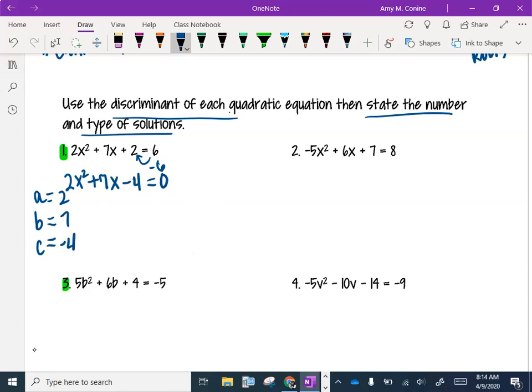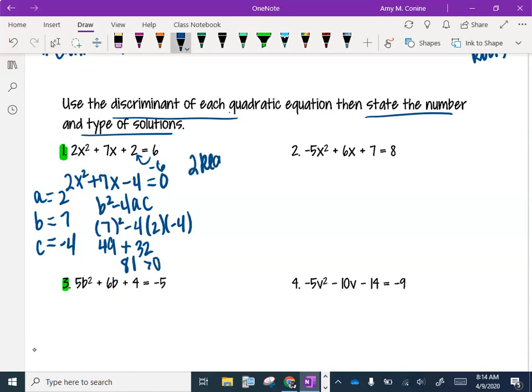I don't like pulling from the equation. I find it's easier, especially with the quadratic formula, to just have it listed off to the side right there because it's a lot of information. So 7 squared minus 4 times a, which is 2, times negative 4, which is c. So 49 plus 32, which gives me 81. It is a positive number, so this is greater than 0, which means I have 2 real roots. So the number is stated in the type. That's exactly what you would do for these kinds of questions.